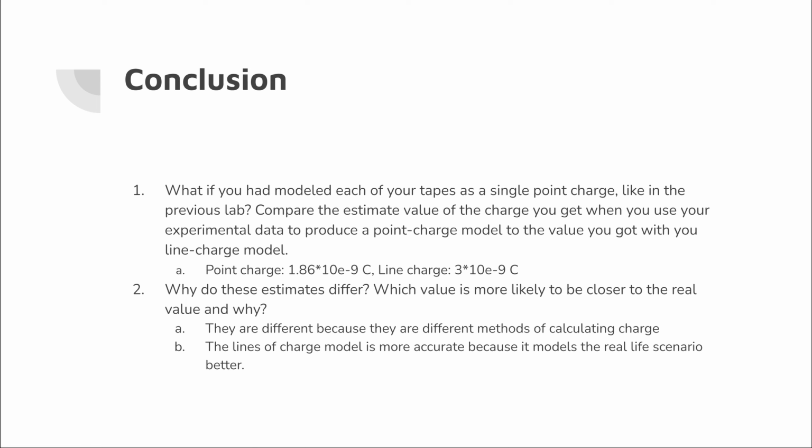So, second question, why do these estimates differ? These estimates differ because there are different methods of calculating charge. Our first method in Lab 1 was more generalized. It used less details and didn't describe the tape as well as the second method, the line charge. So the line charge had a more accurate answer.